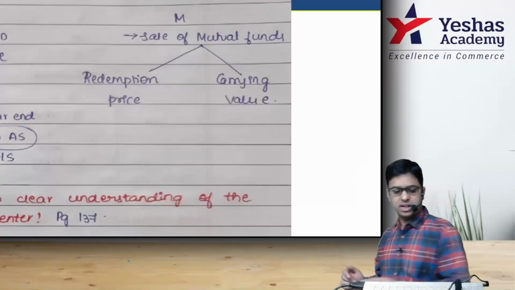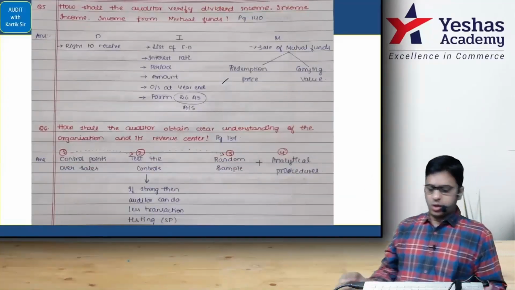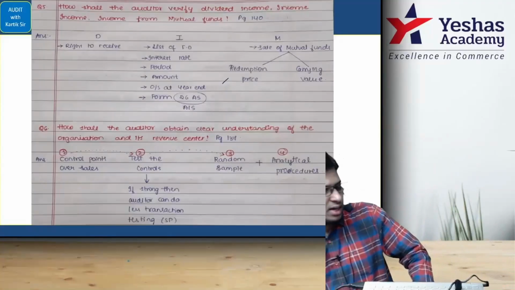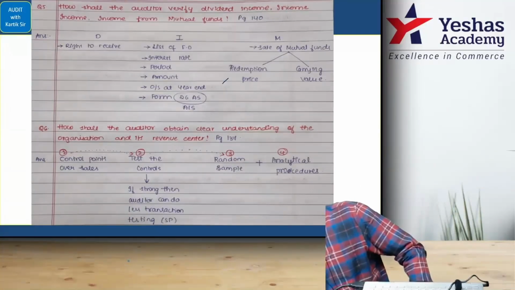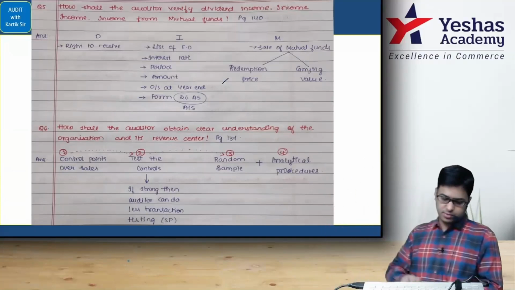So, give me the textbook, please. Let's start. Question number 5. Let's go for it. The page number is written there, 140. Let's start. 140, my dear students. Please go there. Let's go for it.